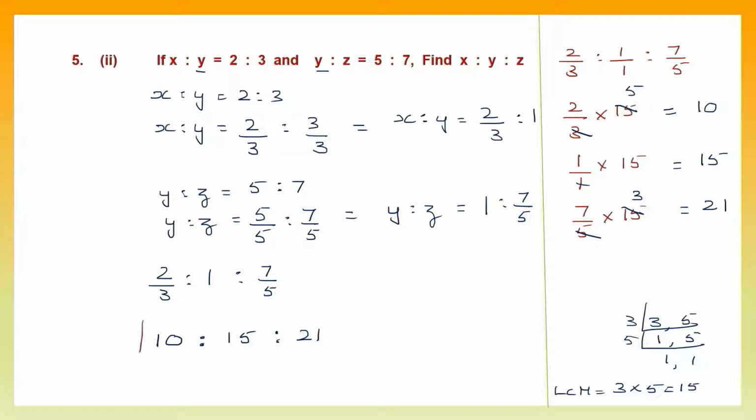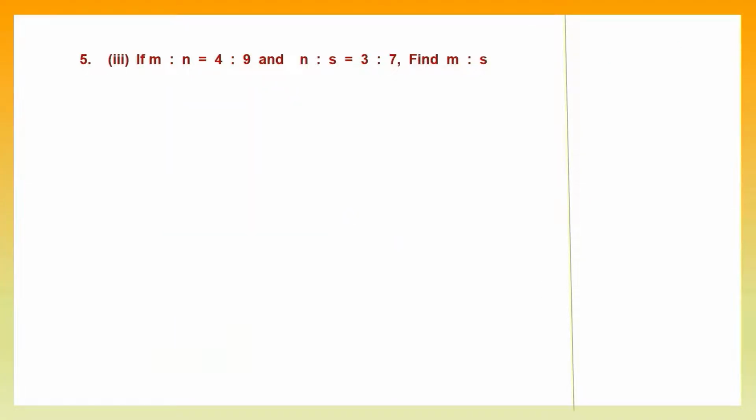So the ratio of x is to y is to z is 10 is to 15 is to 21. Now here, if m is to n is 4 is to 9 and n is to s is 3 is to 7, find m is to s.